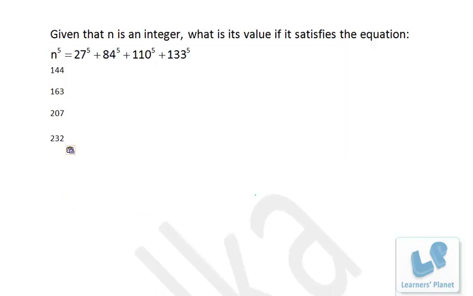Now, given that n is an integer, what is its value if it satisfies the equation? Obviously, you cannot solve this equation directly. So what is the alternate approach? See, the unit digits of the options are unique: 4, 3, 7, and 2. So what you can do is calculate the unit digit of all these numbers and add them up to get the correct unit digit, from where you can get the correct answer.